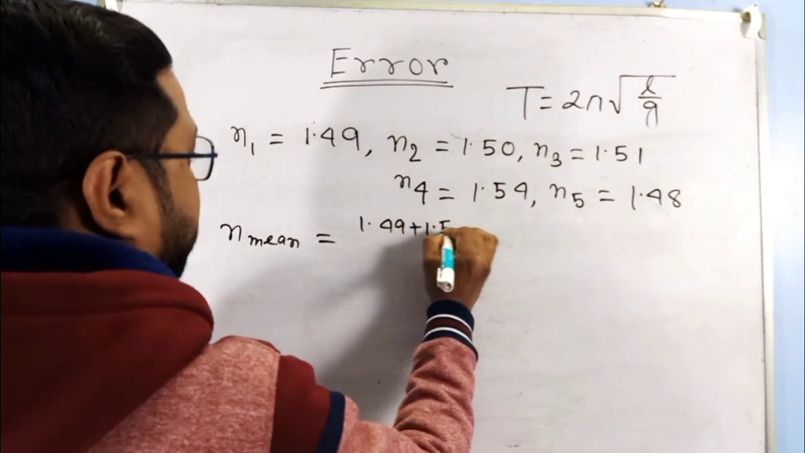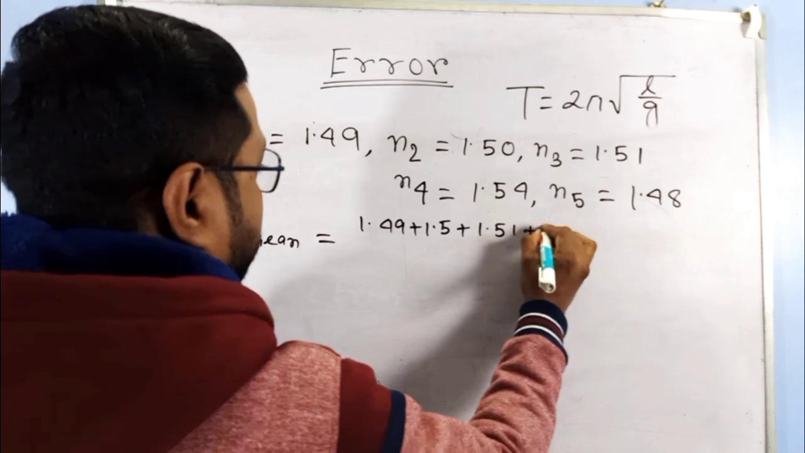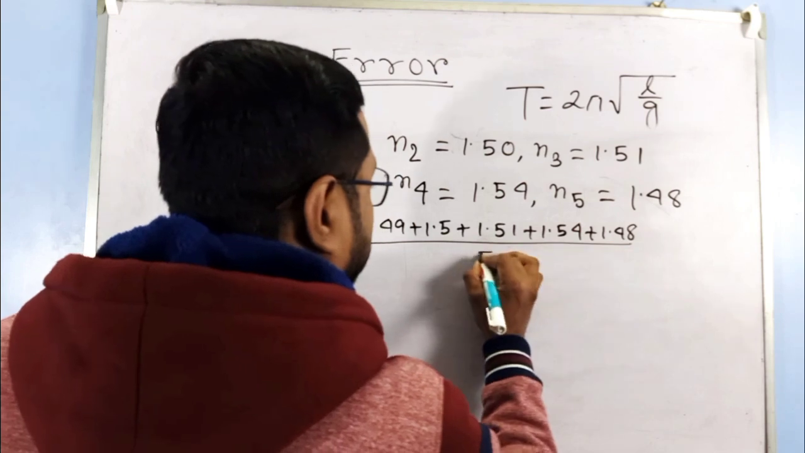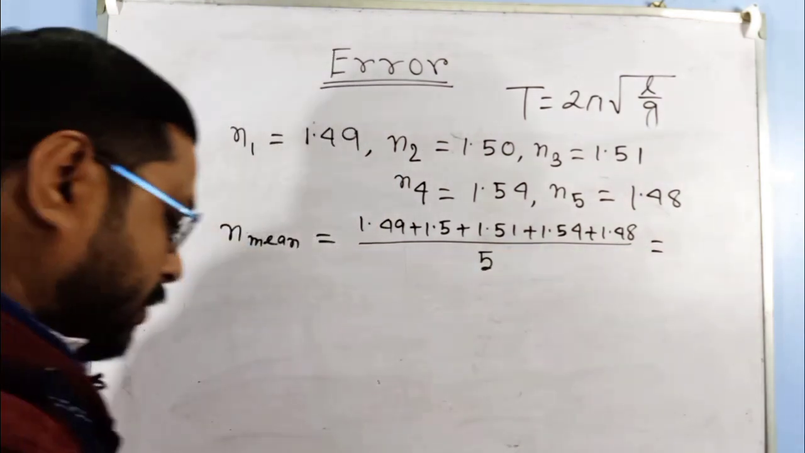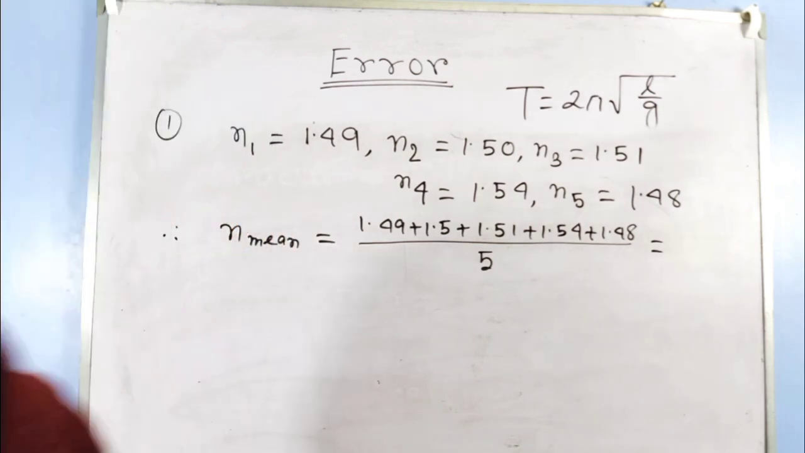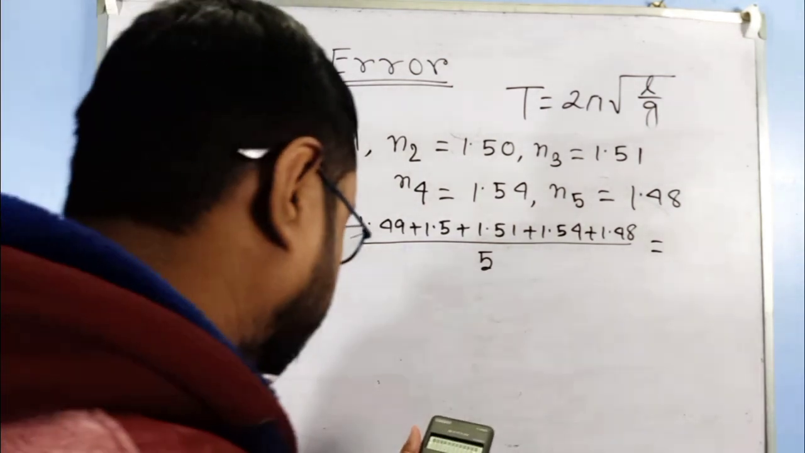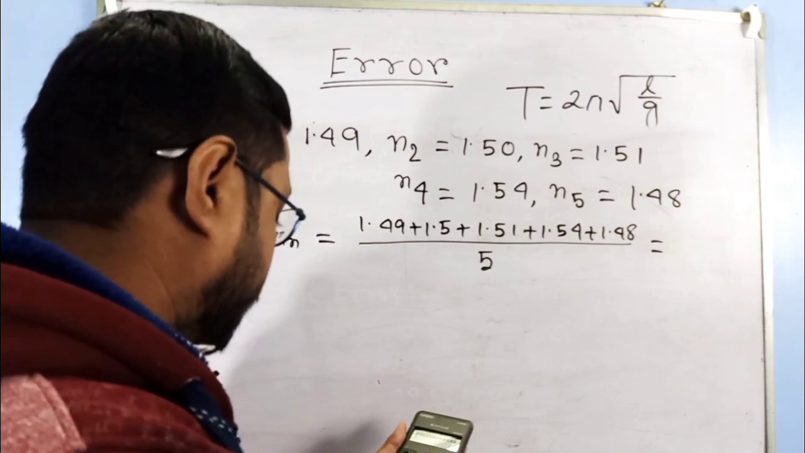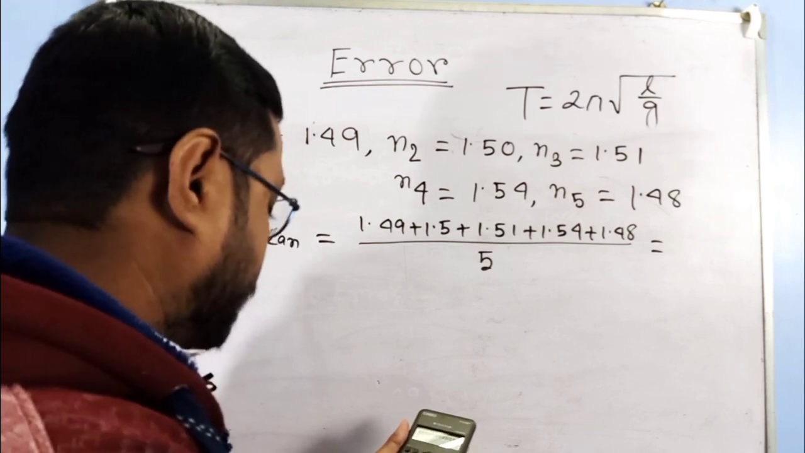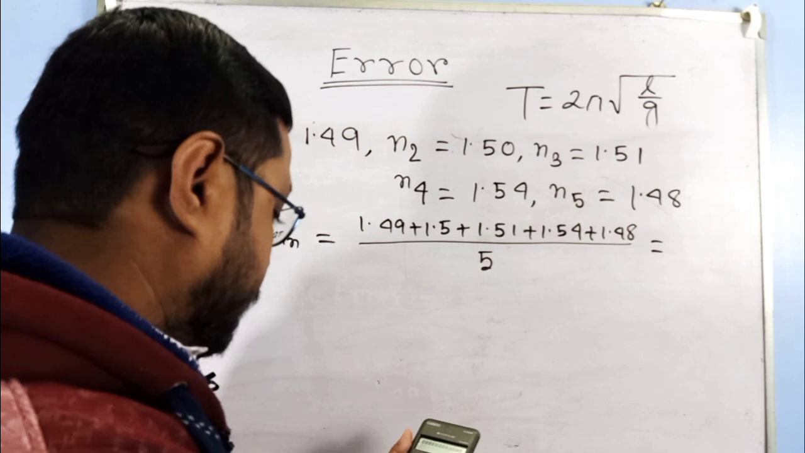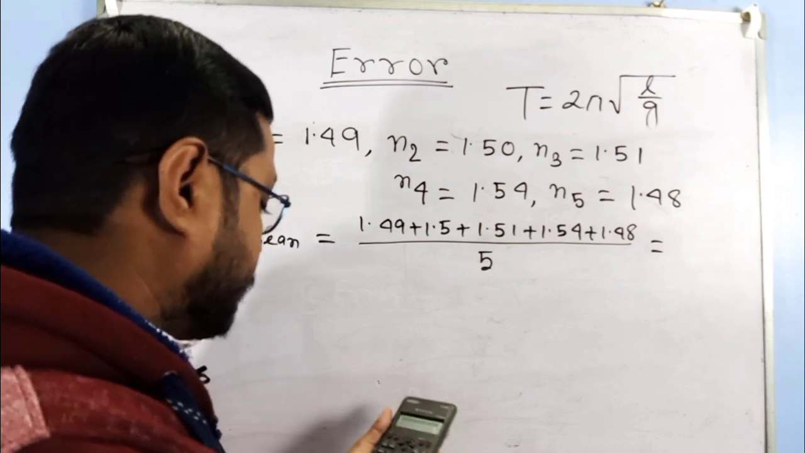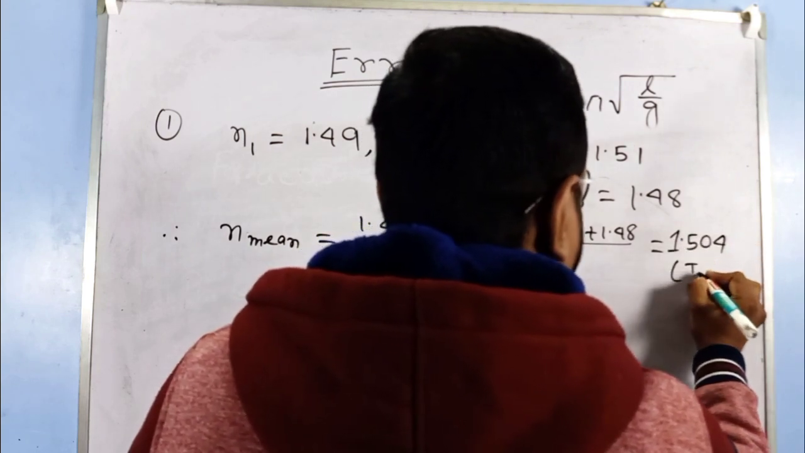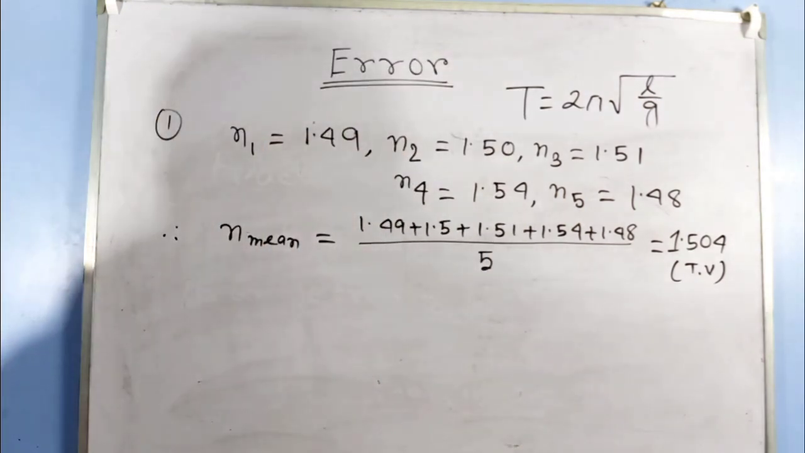N mean means 1.49, 1.5, 1.51, 1.54 plus 1.48 divided by 5. If we put it in the calculator, 1.49 plus 1.50 plus 1.51 plus 1.54 plus 1.48 is 7.52, divided by 5, which gives 1.504. This is the true value or mean value.